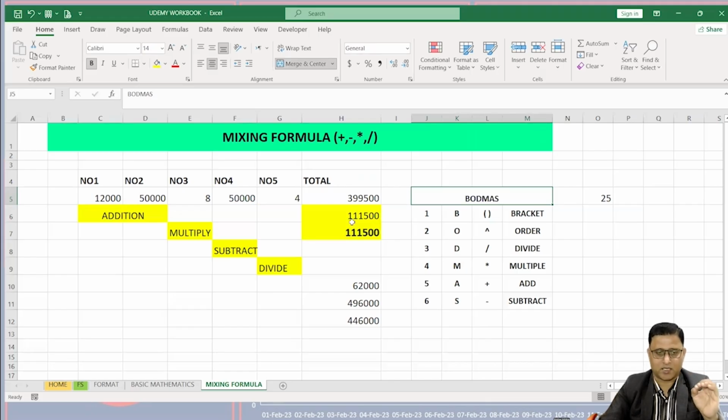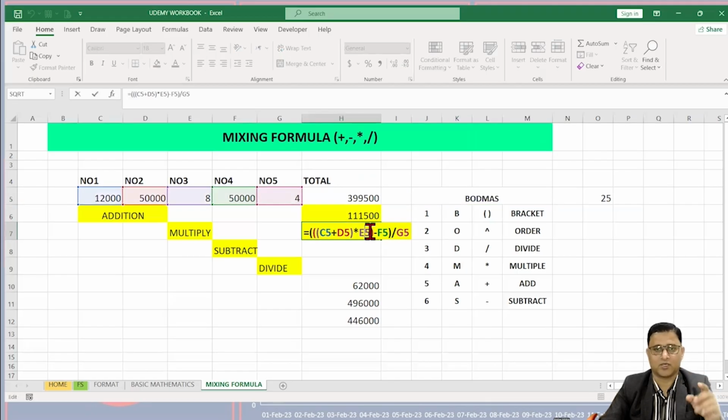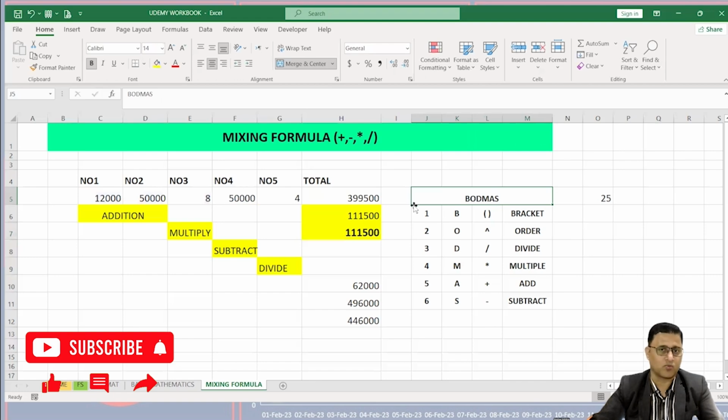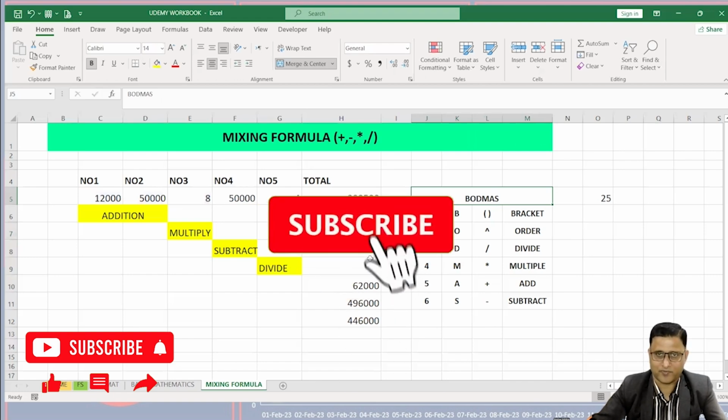The same concept of brackets and everything will be used to combine two or more formulas in Excel. In any case, whether it's IF or LOOKUP or any kind of formula we want to use, brackets will be used, and plus and minus must be used in order as in mathematics. So I hope you understand the concept of BODMAS and how to use it in Excel by using these functions.